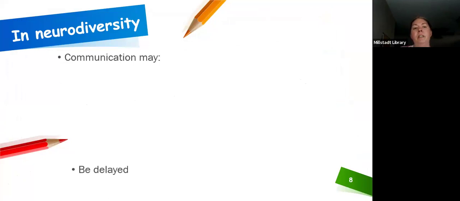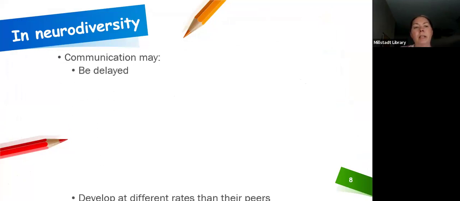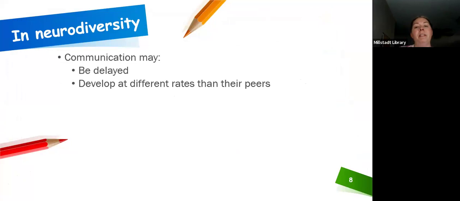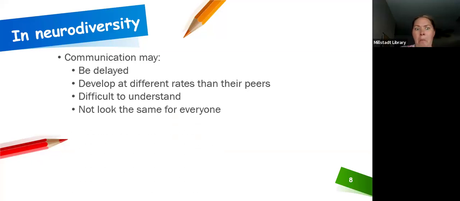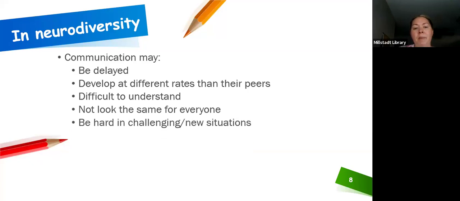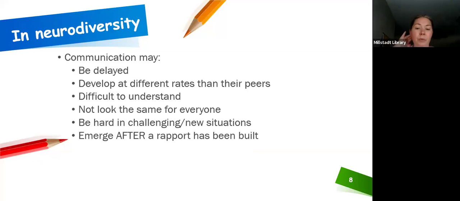Within neurodiversity, communication may be delayed. It may develop at different rates than their peers. It may be difficult to understand for maybe untrained learners or hearers. It may not look the same for everyone. It may be hard or challenging within new situations. It may emerge after a rapport with someone has been built, so people may be shy to start communicating.